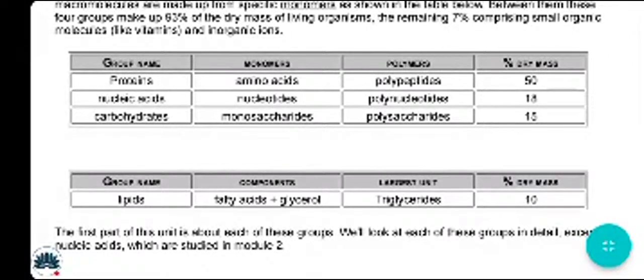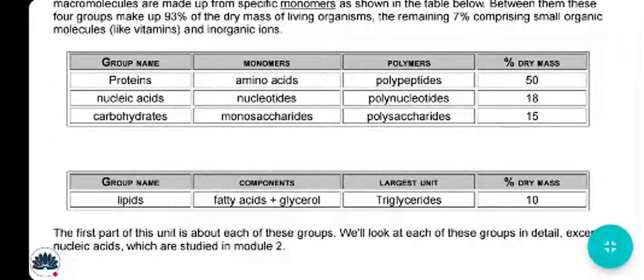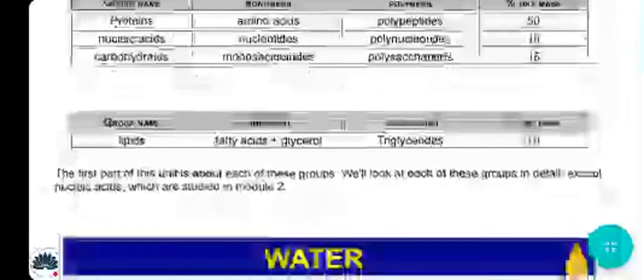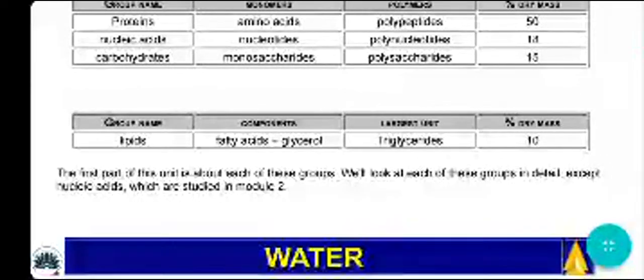percentage. The dry mass in the human body of protein is 50%. It means that the foremost important thing in the balanced diet is protein, and then nucleic acid is 18%, carbohydrate is 15% dry mass in the human body, and lipid is 10%. The components of lipids we are discussing here are fatty acids and glycerol, and the largest units are triglycerides.